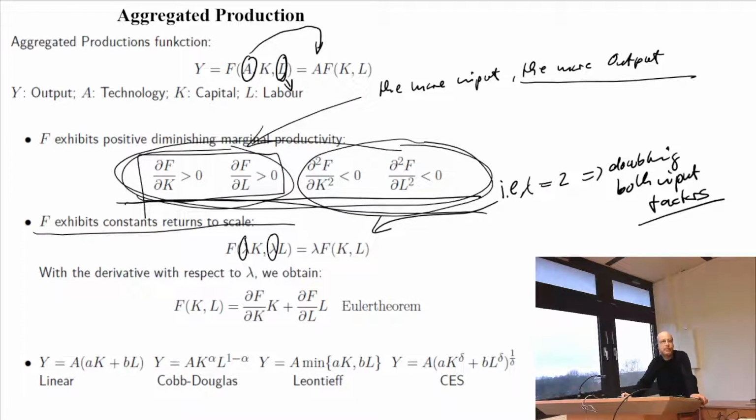And now we make a very strong assumption. What happens to production when we are doubling the input factors? Then we make the assumption that, similar to the assumption here on the technology parameter, we can just take this parameter outside the production function and multiply with this number. So this means doubling both input factors means doubling output. And this is, of course, a very, very strong assumption.